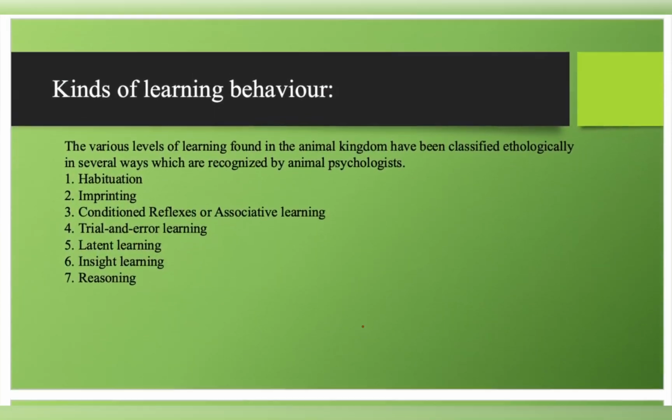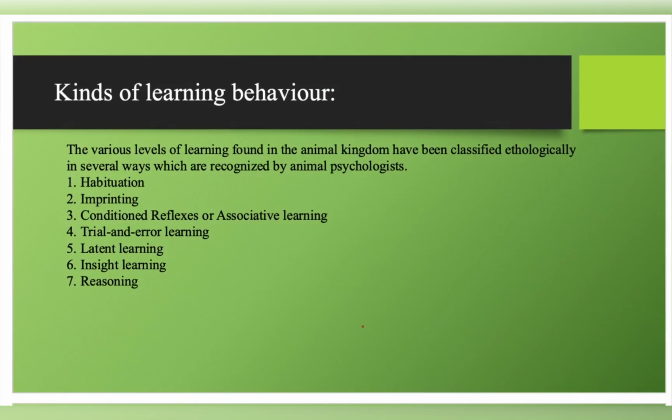Now, what kind of learning behaviors are there? The various levels of learning found in the animal kingdom have been classified ethologically in several ways that are recognized by animal psychologists. So basically, this work has been done by animal psychologists. They have categorized learning behavior into 7 categories.